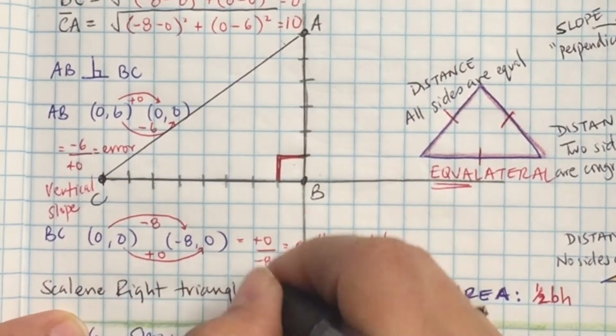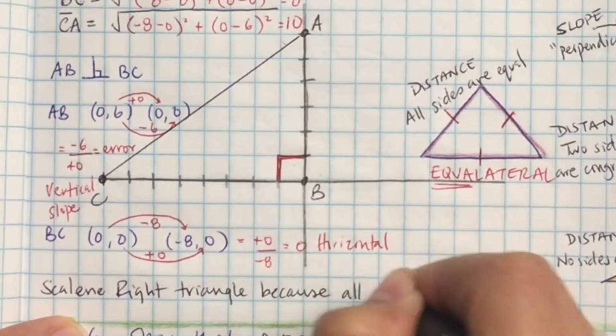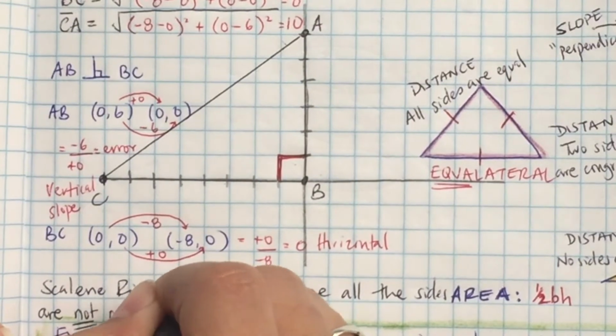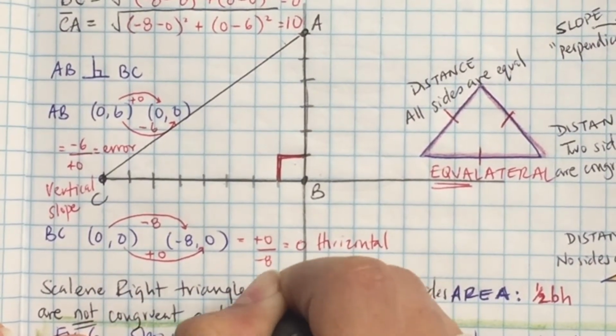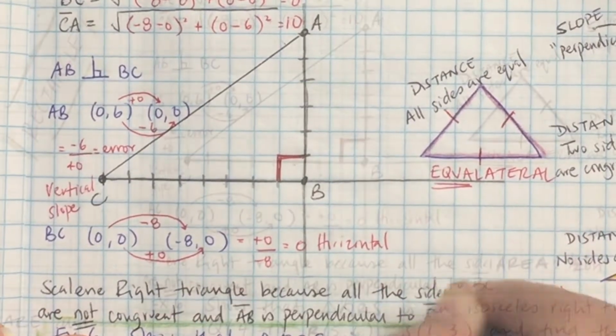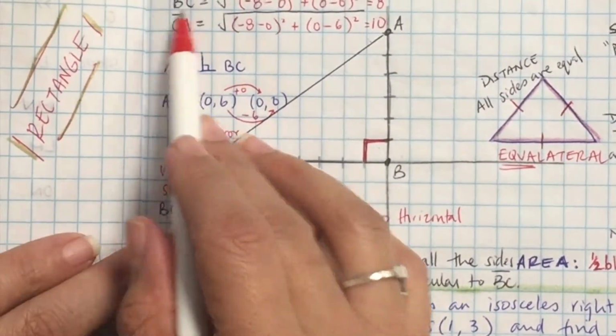So this is a scalene because, again, none of the sides are equal. So a scalene right triangle because all the sides are not congruent and AB is perpendicular to BC. Sometimes when you're doing your test or whatever, you have to explain why you know it. So you have to be able to put that into words.